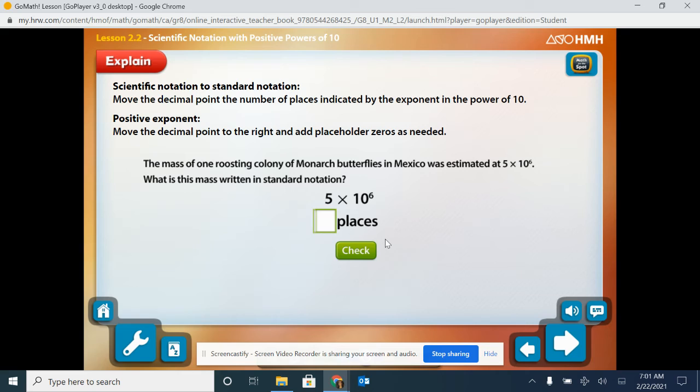So know that 10 to the 6th power means it's going to be 1 and 6 zeros. So you're just going to multiply 1 and 6 zeros times 5. So it's going to be 5 and 6 zeros, right? But what we do is, okay, count the numbers after the 5. So that's going to be 6 zeros. So it's going to be 6 places.